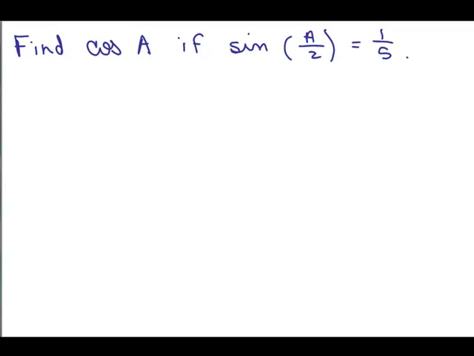All right, here's another problem we're going to solve. Find the cosine of A if the sine of A over 2 equals 1/5. Okay, so we're just problem solving here. What could we do with this? So we know the sine of A over 2, but we don't know the cosine of A.